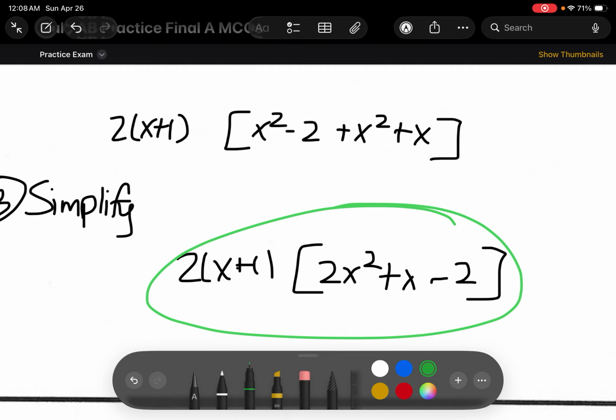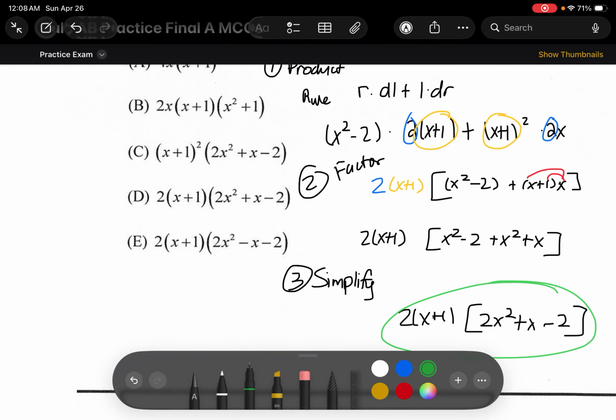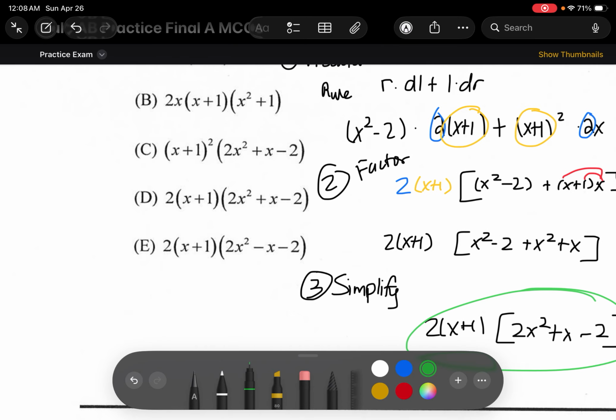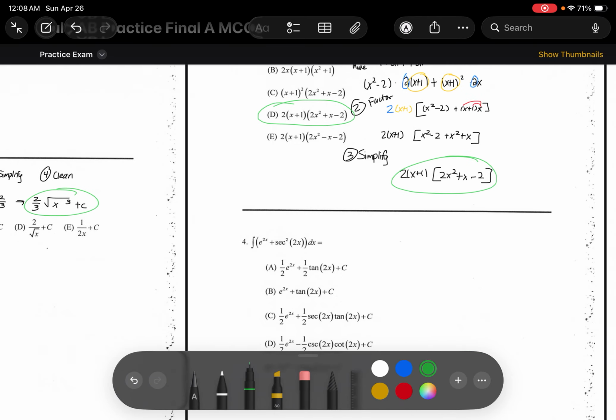The answer key, or the answers given here, doesn't really simplify it all the way. So D is our answer.